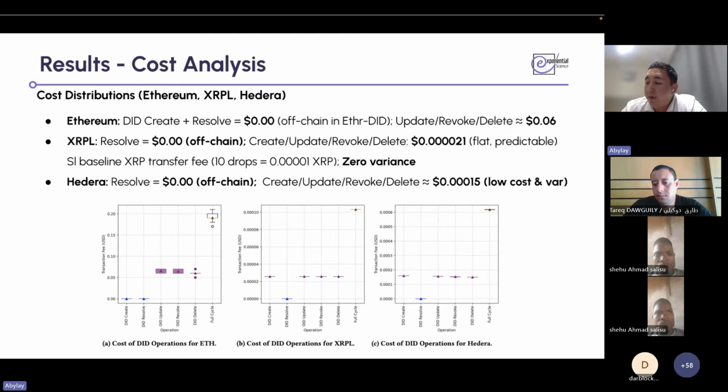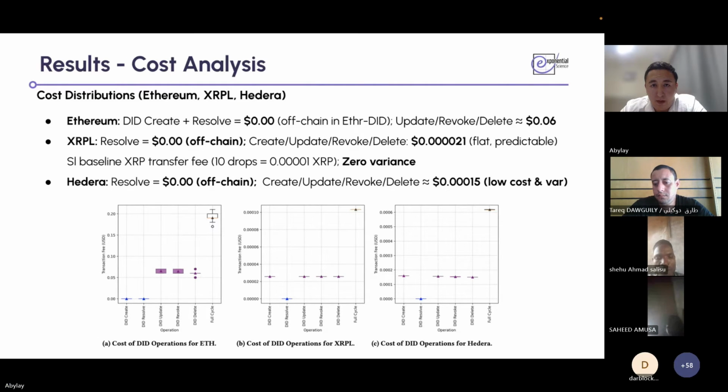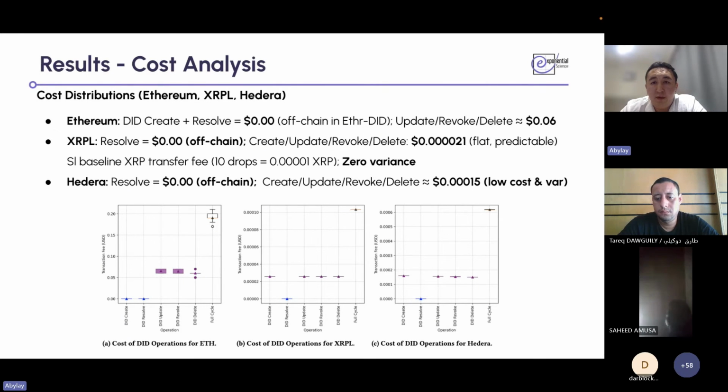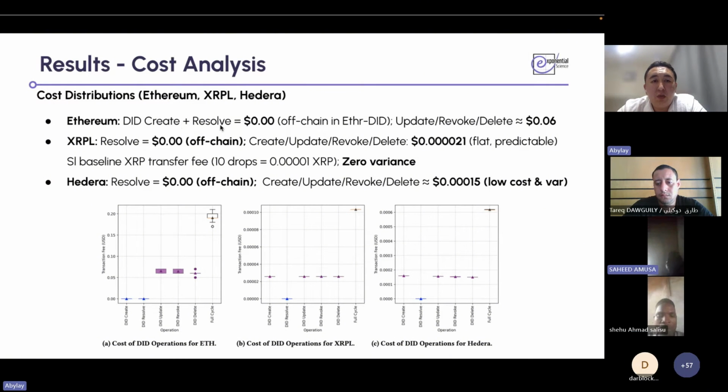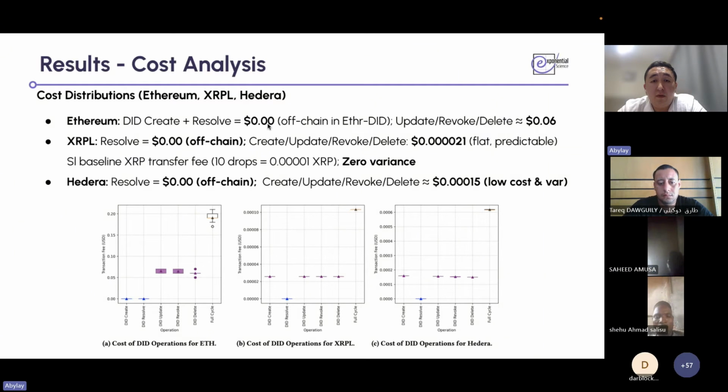The second part of the analysis was on cost. So, cost distributions. Here it might also be trivial because Ethereum is more expensive. But for Ethereum, as I said, there are two kinds of operations: you can create your identifier and resolve it for free.